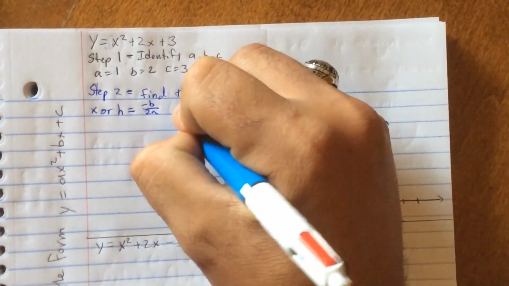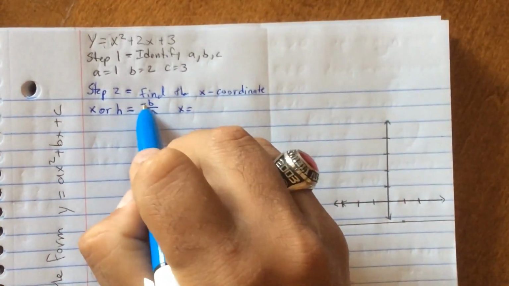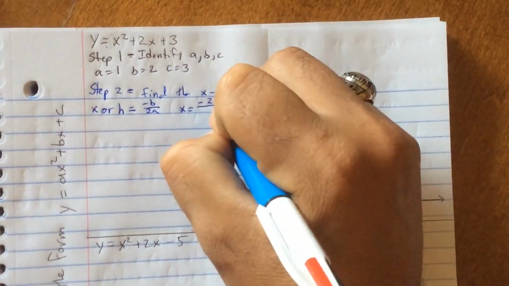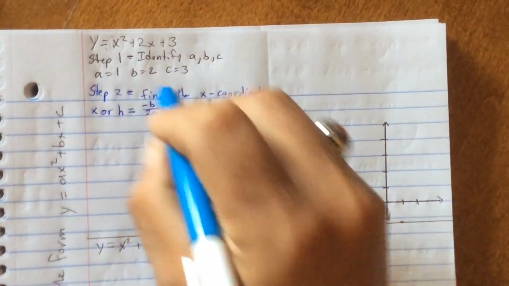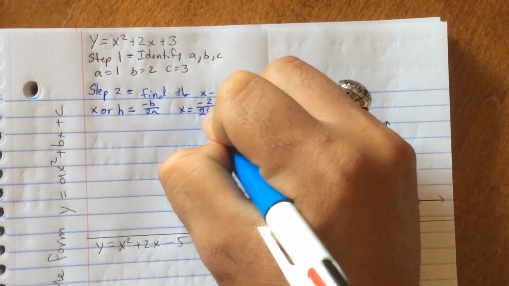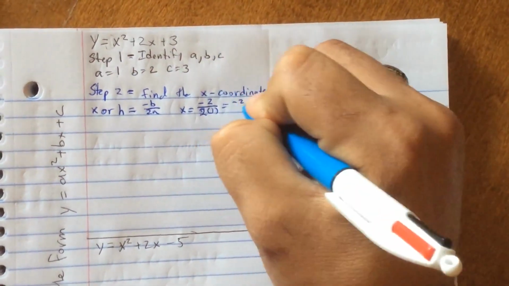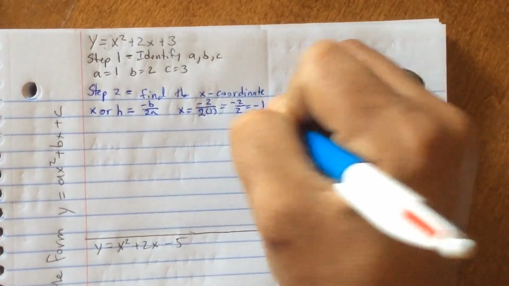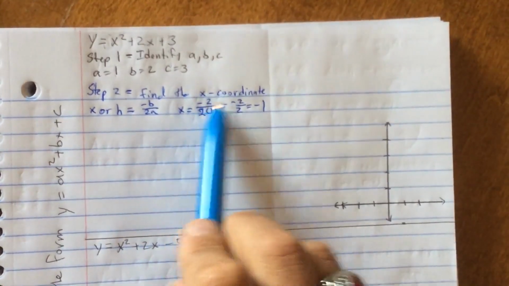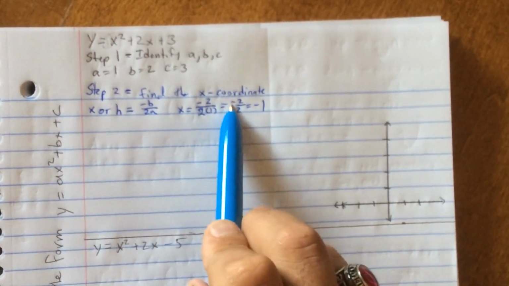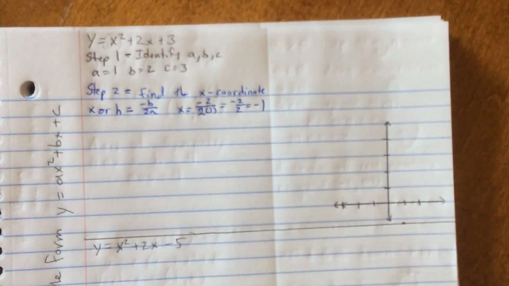We have our x is equal to our negative b, so it's going to be negative 2 divided by 2 times our a, which was 1. If you notice, this ends up being negative 2 over 2, which equals negative 1. Because 2 times 1 is 2, and 2 divided by 2 is 1, times a negative 1.